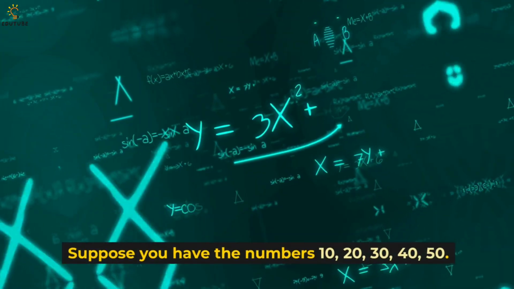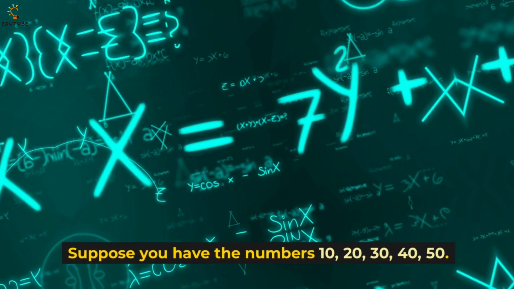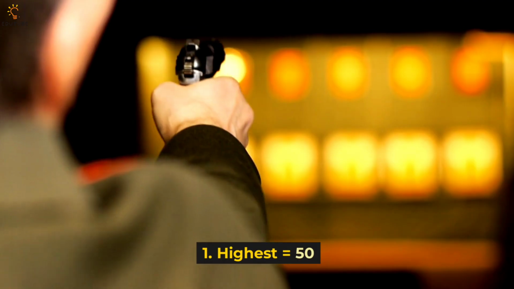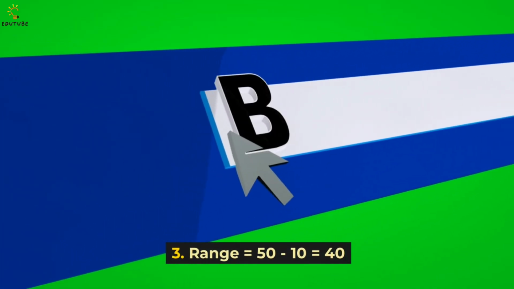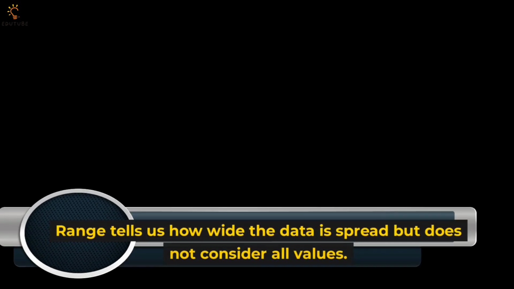Example: suppose you have the numbers 10, 20, 30, 40, 50. 1. Highest = 50. 2. Lowest = 10. 3. Range = 50 - 10 = 40. Range tells us how wide the data is spread but does not consider all values.